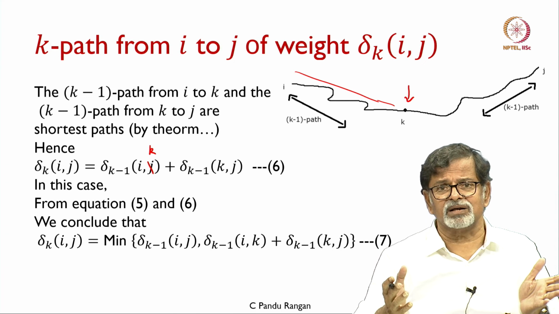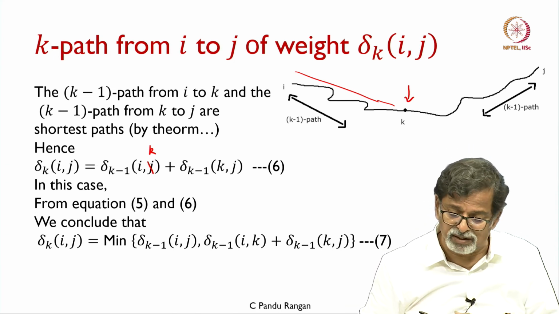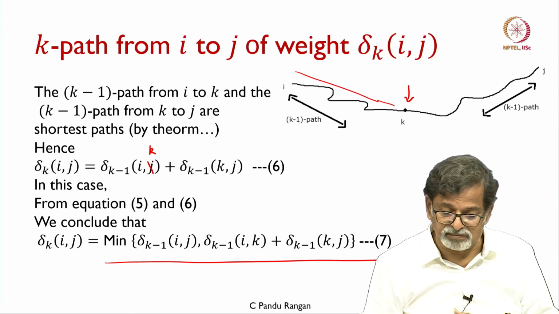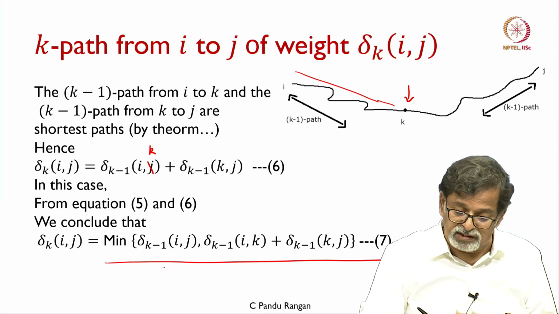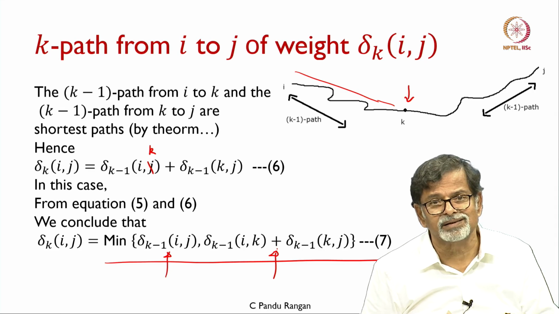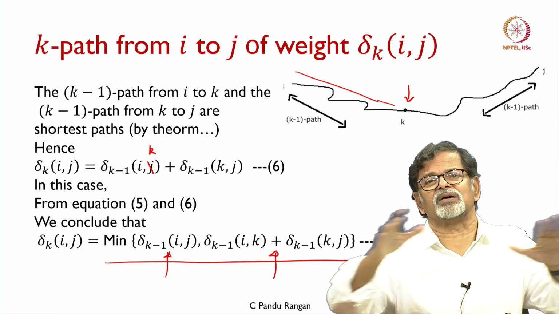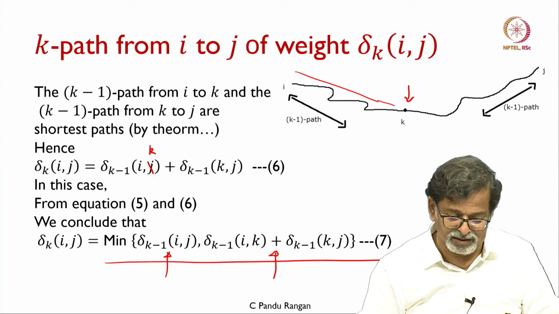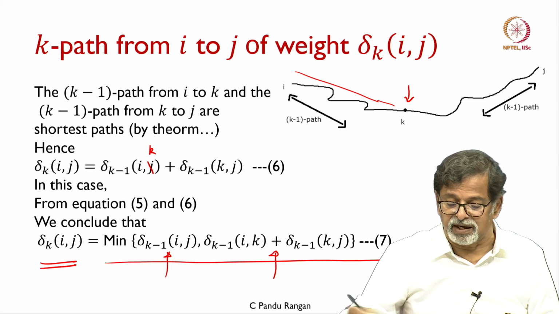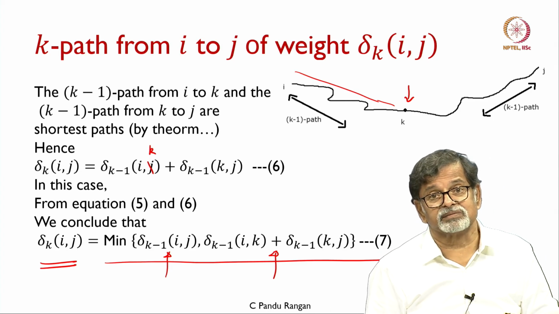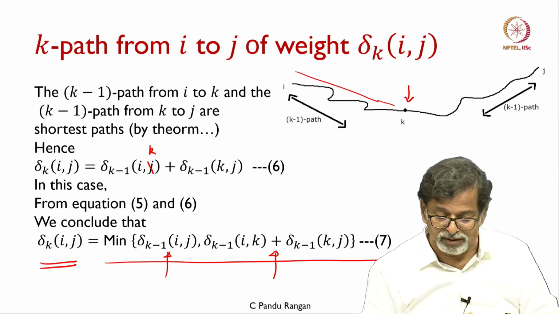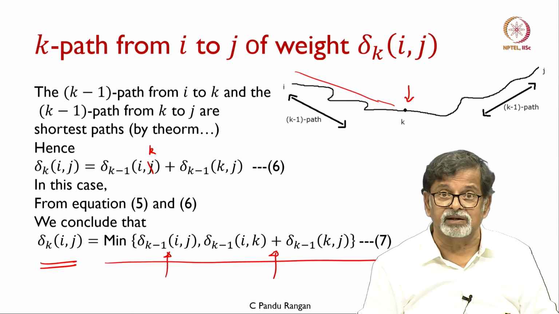We do not know whether it is there or not. So, what we do is that we find the minimum of these two. This is the case when k is not there, this is the case when k is there. The minimum of these two takes care of all possibilities. Therefore, delta k ij is computed from the delta k minus 1 matrix. So, in the delta k minus 1 matrix, what are the entries you look at? Delta k minus 1 ij.